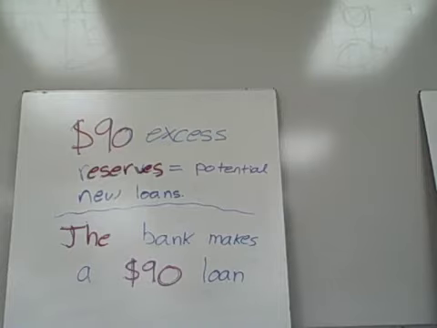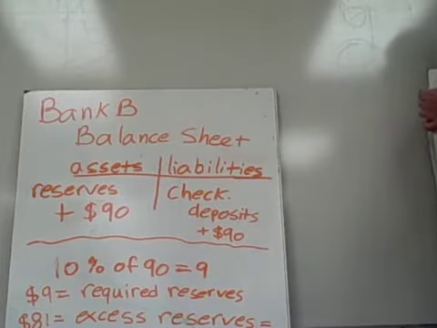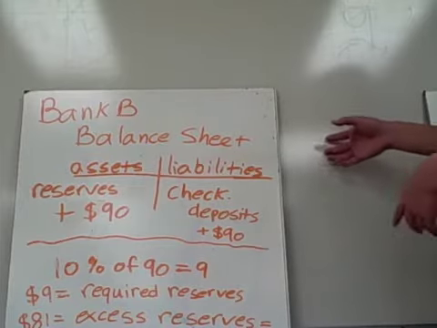So let's say that a bank makes a $90 loan to a person. This person then puts this $90 in, let's say, Bank B. The balance sheet of Bank B is as follows. Reserves go up $90 and checkable deposits go up $90. The reserve ratio is still 10%, so 10% of 90 is 9. So $9 is the required reserves that the bank has to keep, and $81 is the excess reserves that it has, which means that it can lend out $81 to Bank C, which we don't have.